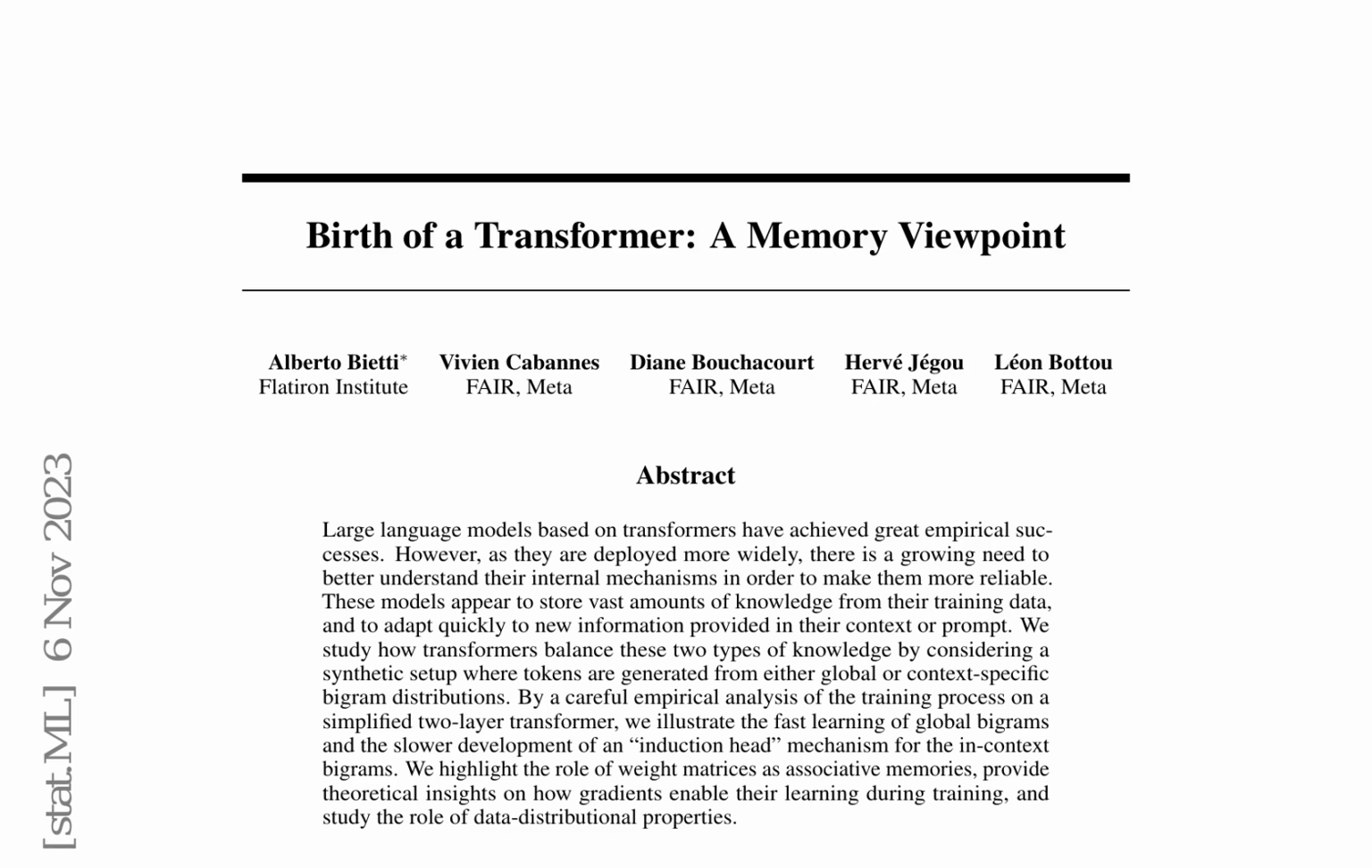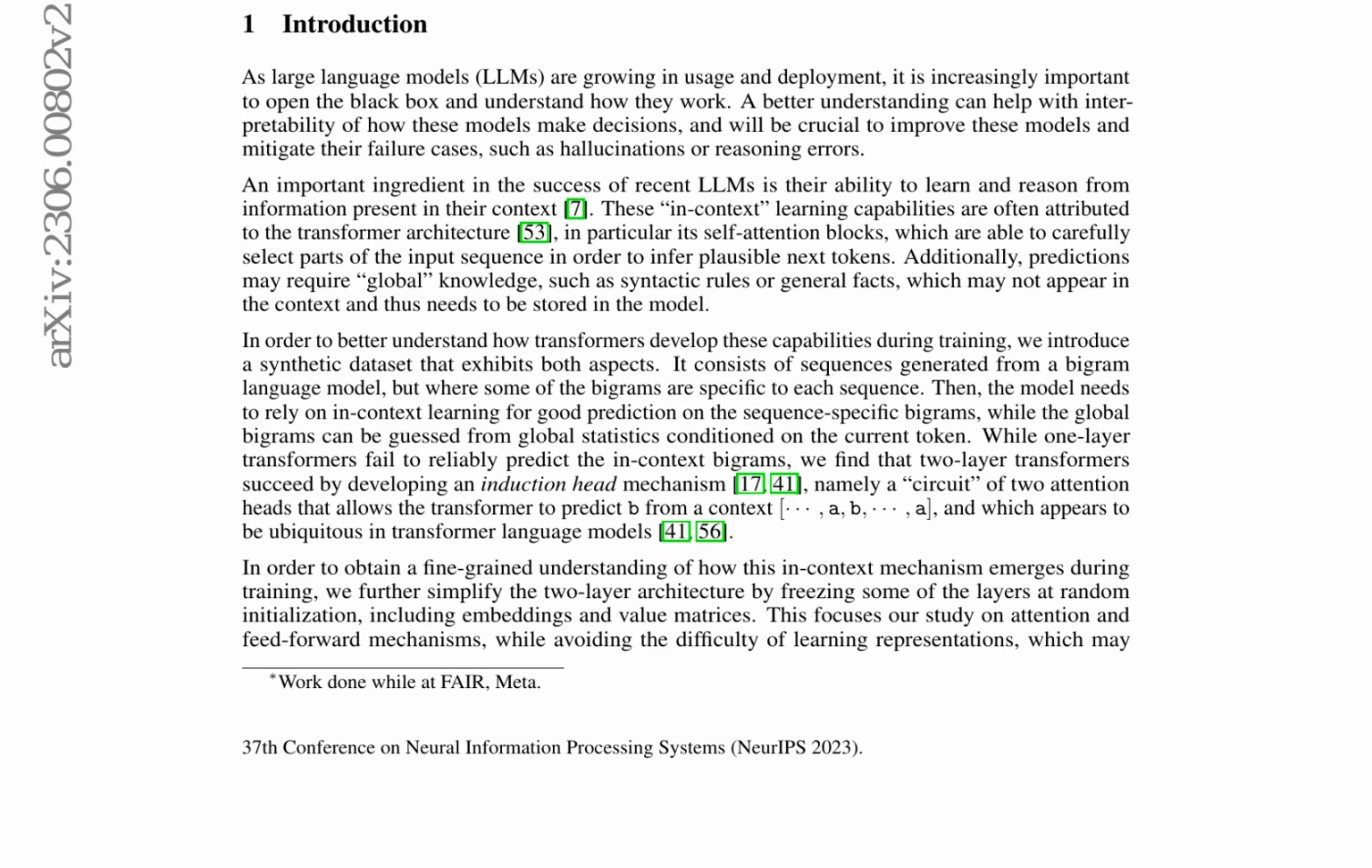The authors introduce a simplified two-layered transformer architecture, freezing some layers at random initialization, to study the role of attention and feed-forward mechanisms in learning. They view weight matrices as associative memories, storing input-output or key-value pairs of embeddings through their outer products. The authors provide a detailed empirical study of the training dynamics, measuring how quickly each weight matrix learns to behave as the desired associative memory.